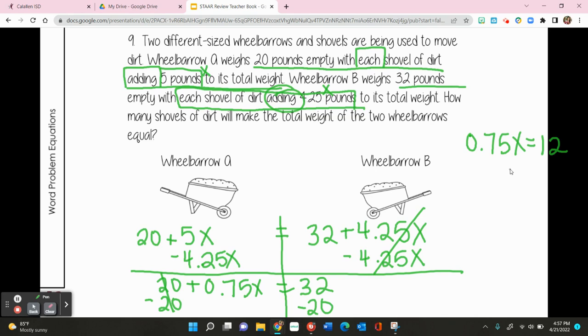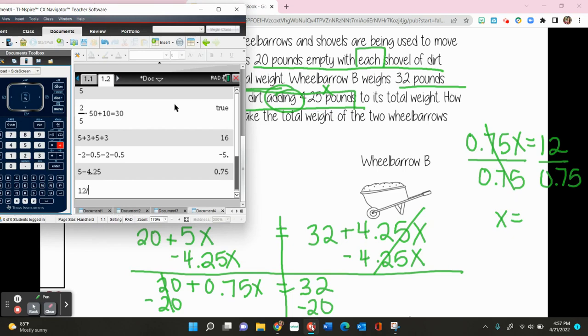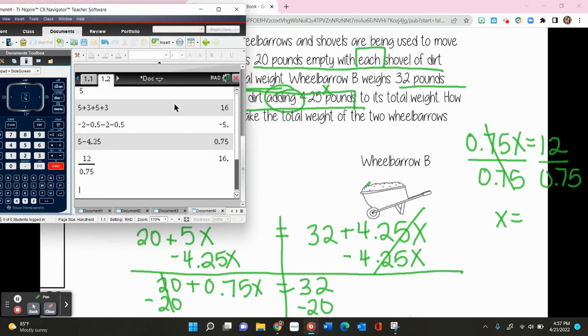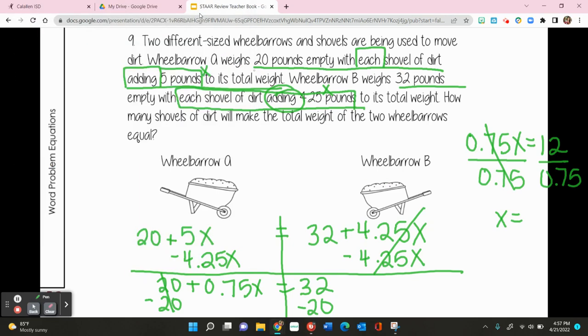Now I want to see what is being multiplied or divided to x. Right now, x is being multiplied by 0.75, so I'm going to divide by 0.75 on both sides. So here this cancels out, and I'm left with x equals 12 divided by 0.75, which gives us 16. So here x equals 16. So this means that 16 shovels of dirt will make the total weight of the wheelbarrows equal to each other.